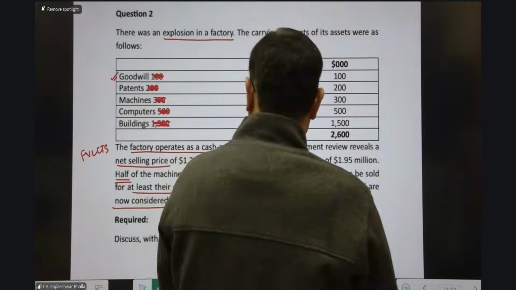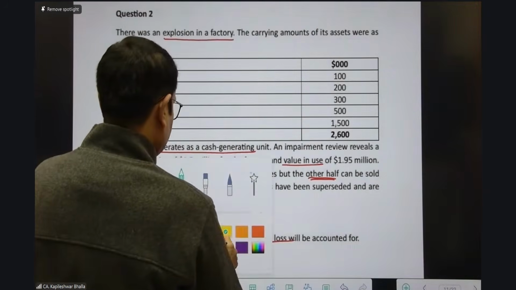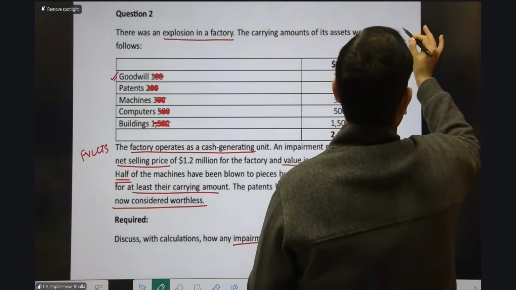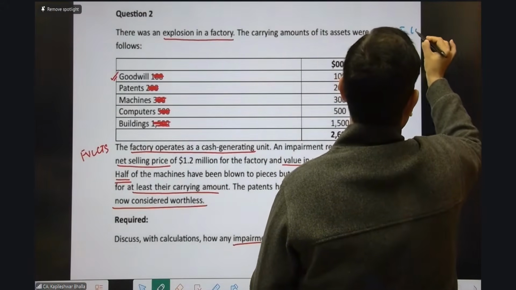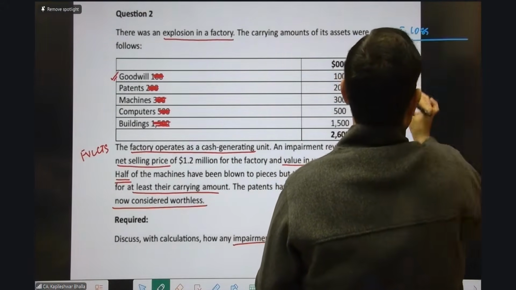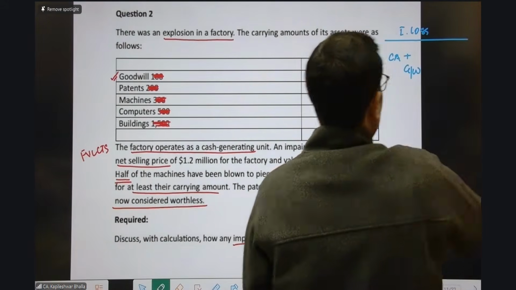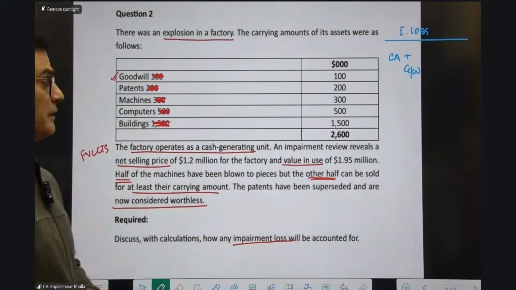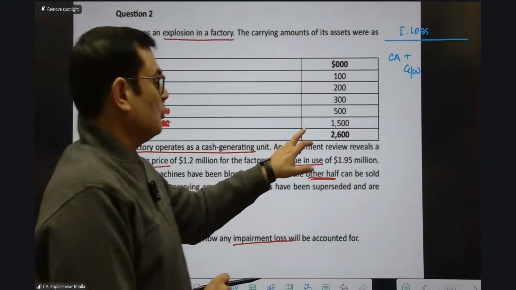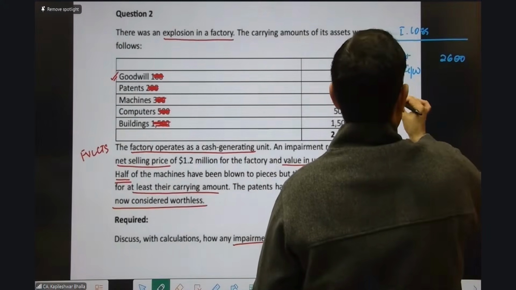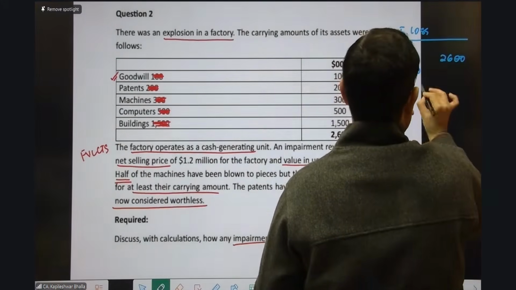So at the first instance, let me just use the dark color only. What we can do is calculate the impairment loss. We can calculate the carrying amount inclusive of the goodwill. So 2,600 is the carrying amount including goodwill. Compare this with the recoverable amount.